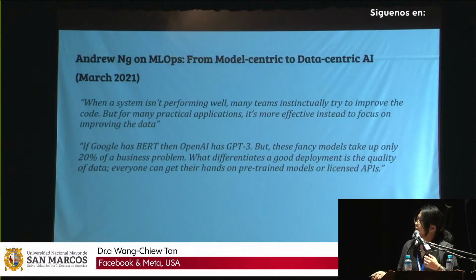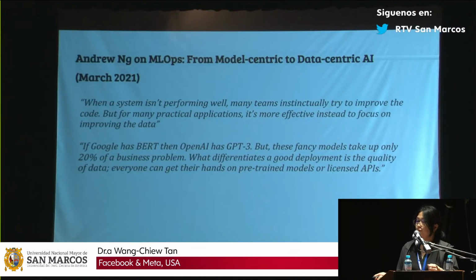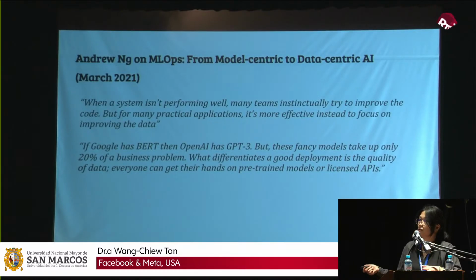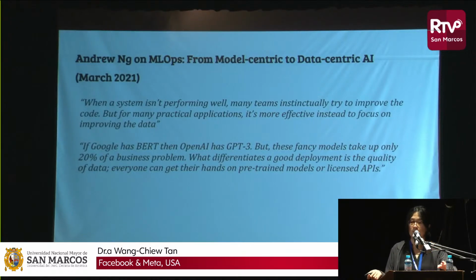Okay? So I also want to point out these two quotes from Andrew Ng last year, right? When the system isn't performing well, many teams instinctively try to improve their code, right? But for many practical applications, which is also what we experienced with Ditto, it's more effective to just focus on improving the data that we have, right? The second one essentially says all things being equal, what differentiates a good model from a bad one is really the data you put in.